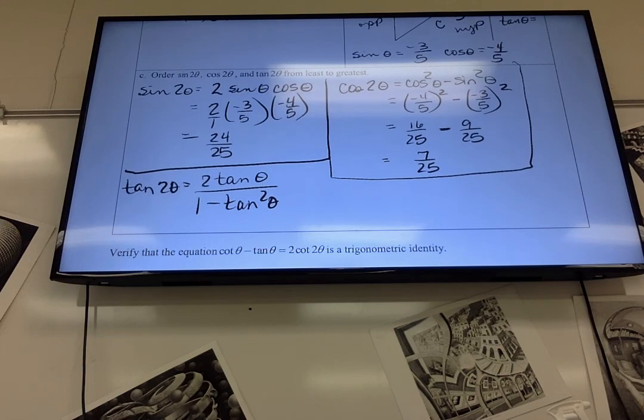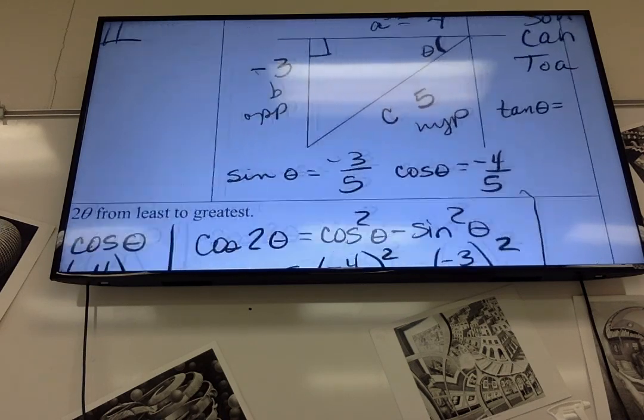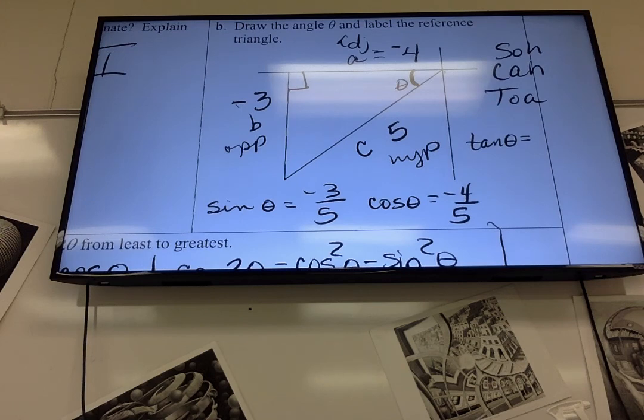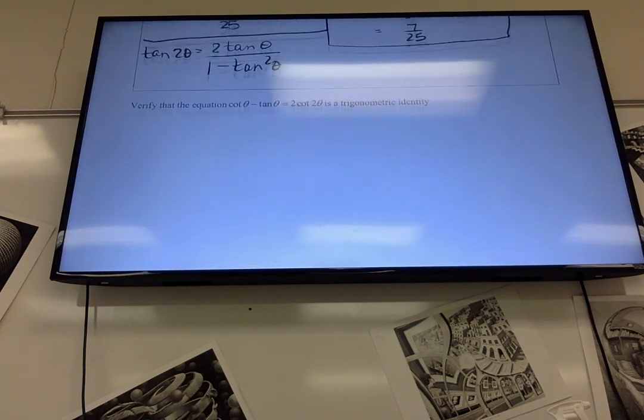All right, Kendrick, what's the tangent of theta using this triangle up here? Okay, it's TOA. So it's what over what? Which one's the opposite? Which one has over? There you go. So that's positive 3/4.